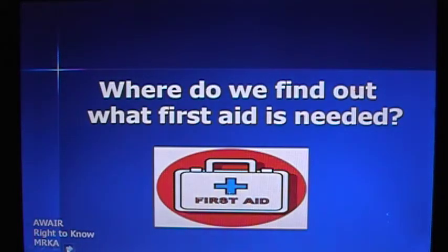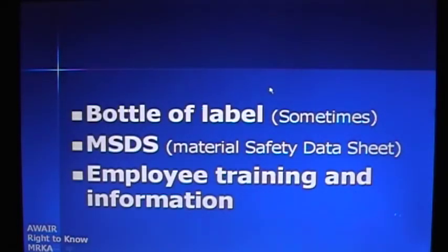Where do we find out what first aid is needed if we're exposed to a chemical? The bottle label has it sometimes, I'd say almost all the time. The MSDS, material safety data sheet, has it. We keep those in a notebook, and I'll show you those at the end of this. The employee training and information, we would tell you what to do depending on what chemical you're exposed to. For instance, the nurses had a particular medication that you couldn't hold against your bare skin, and so we had to wear gloves, and we made sure everybody knew that.